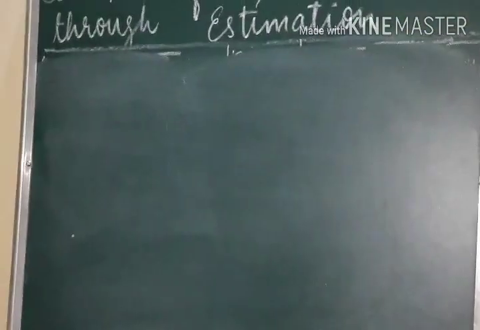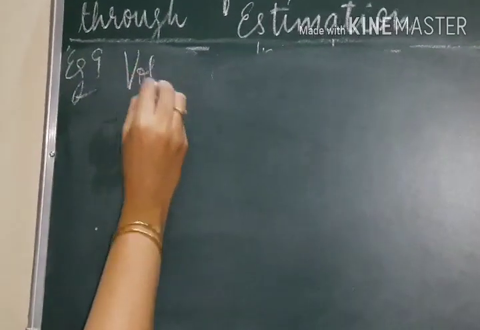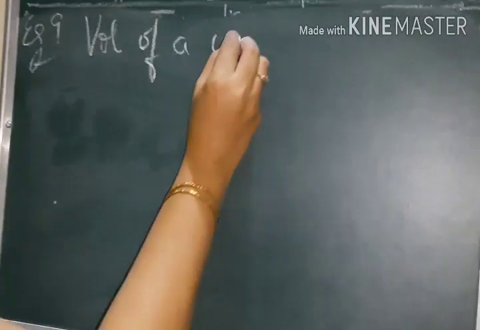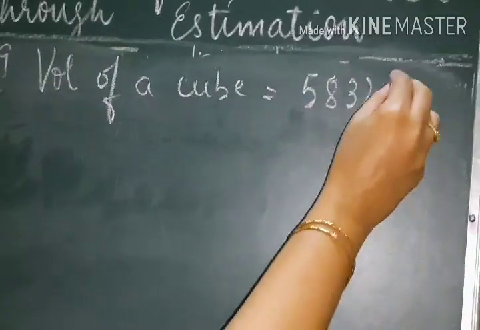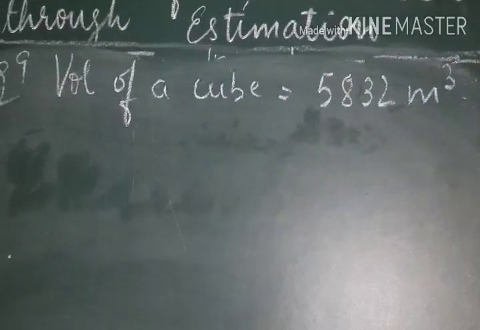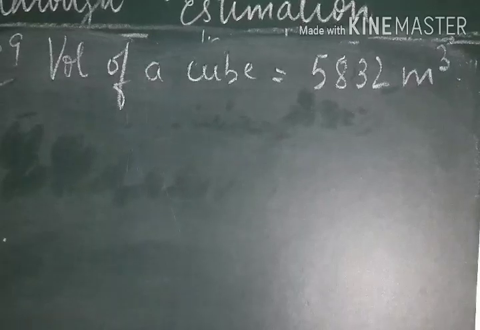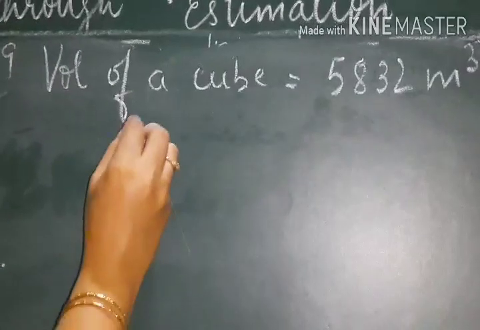Example 9. The volume of a cube is 5832 meter cube. You have to find the length of its side. Now as the volume of a cube is there in the question, so you have to apply its formula.